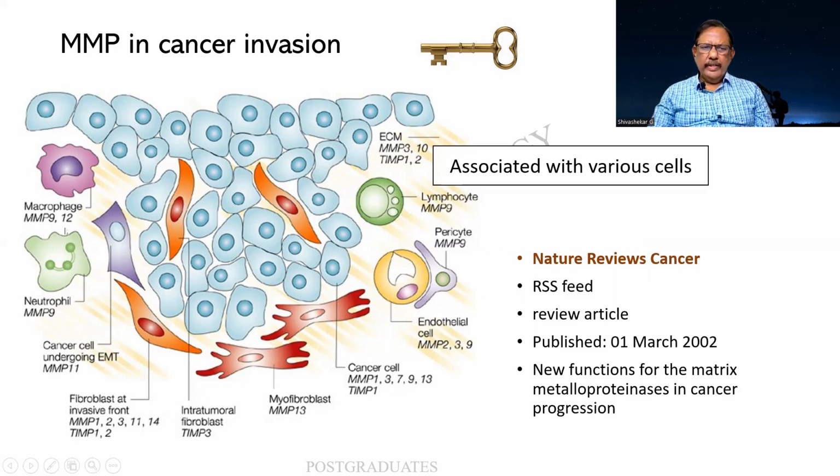There is a macrophage, a neutrophil, a fibroblast, myofibroblast, pericyte, as well as the endothelium, then a lymphocyte. Probably an immunological role is going to be there. After which you find that there is an activation of it.